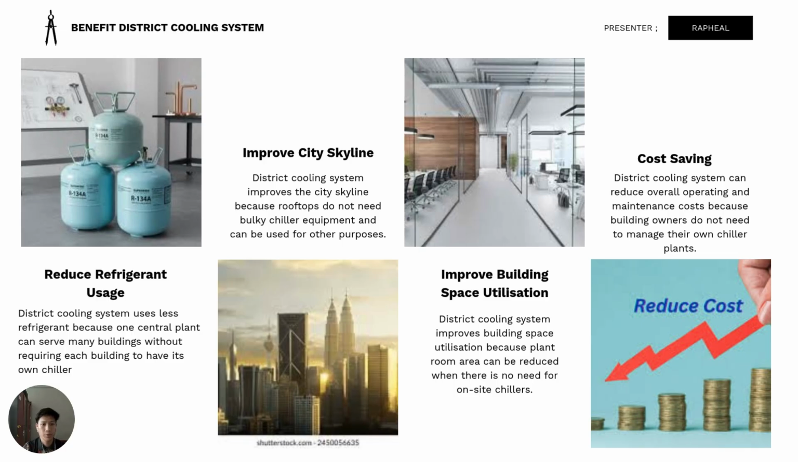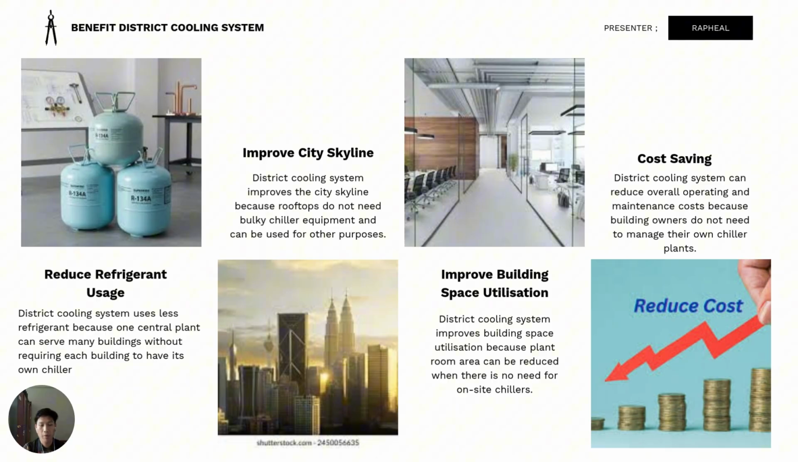Number four is reduce refrigerant usage. District cooling systems use less refrigerant because one central plant can serve many buildings without requiring each building to have its own chiller. Fifth is improve city skyline. The cooling system improves the city skyline because rooftops do not need bulky chiller equipment and can be used for other purposes.